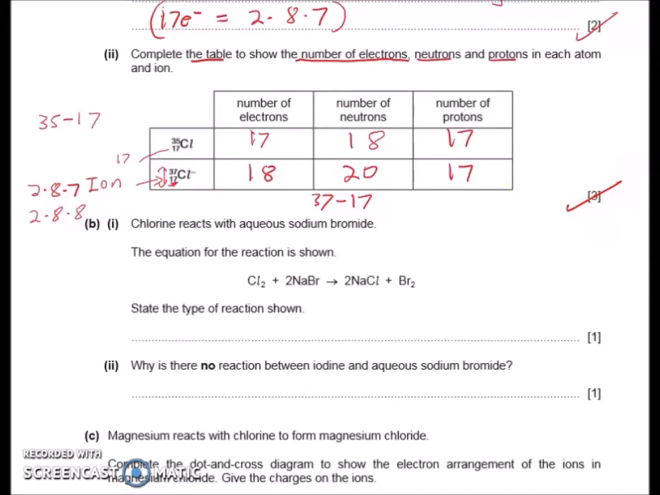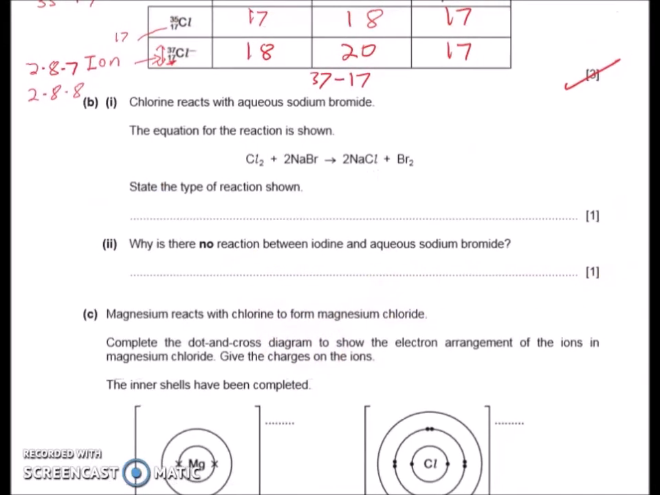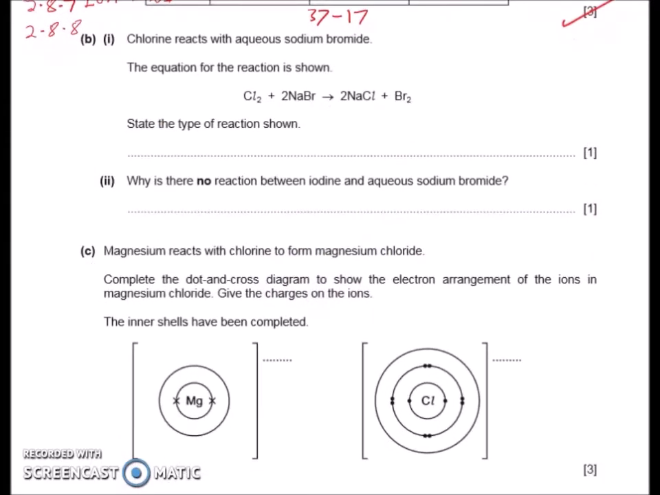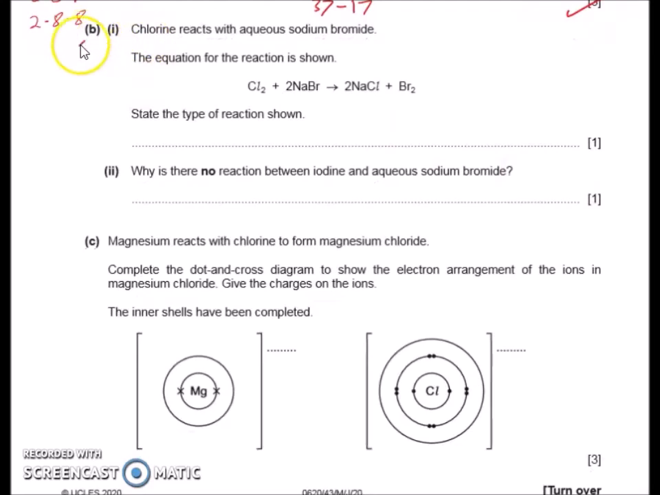We move on with the next one. Chlorine reacts with aqueous sodium bromide. State the type of reaction shown. This is basically a displacement reaction, or you can write single displacement reaction.